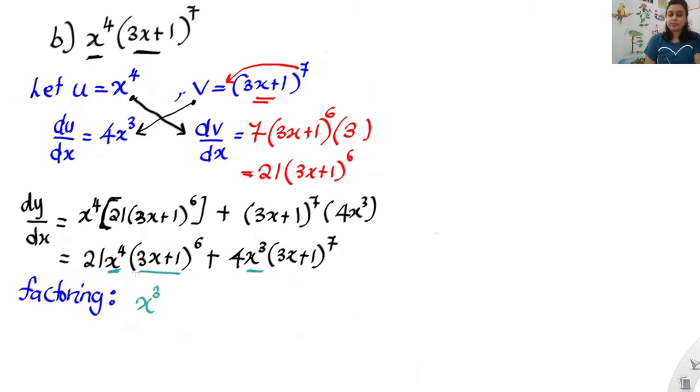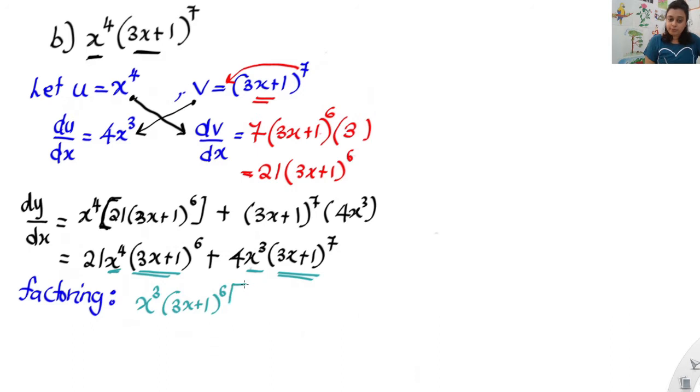Next one, 3x plus 1. Here also got 3x plus 1. Both sides can factor, so I'm going to write 3x plus 1. But which power should we use? We should use the smallest power, so this one, power of 6. Done, that's already factored out.